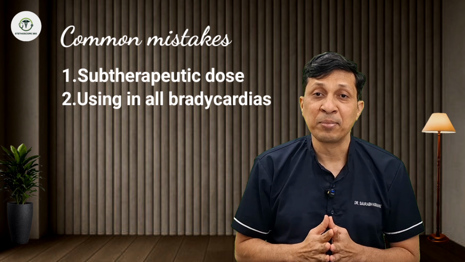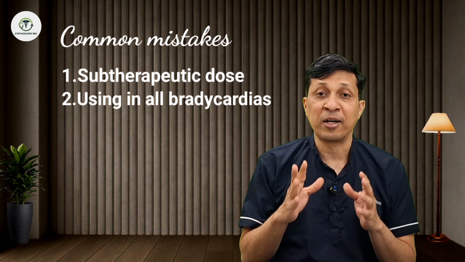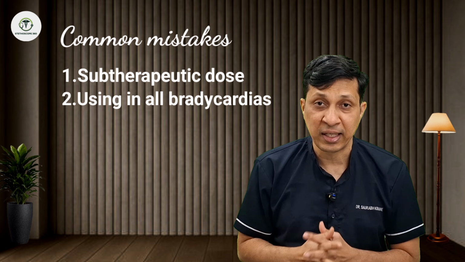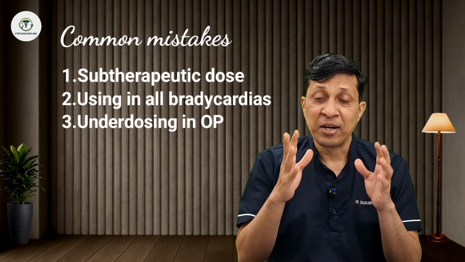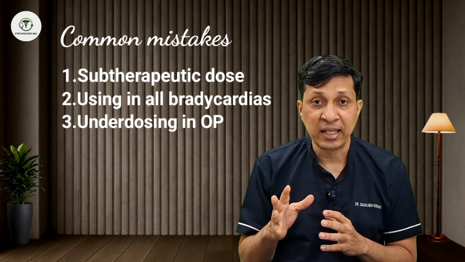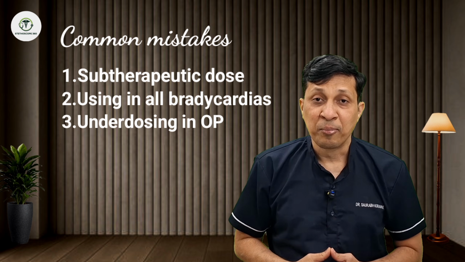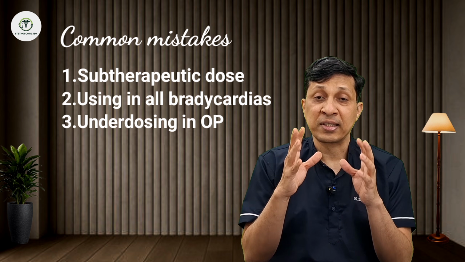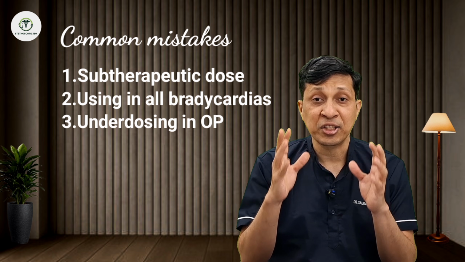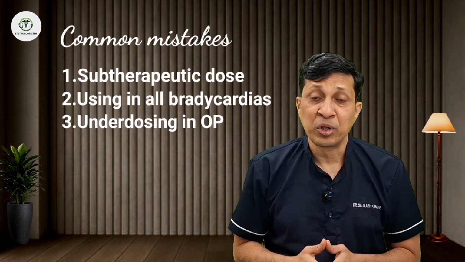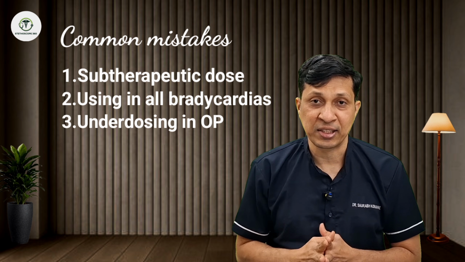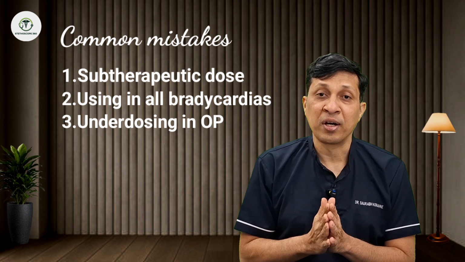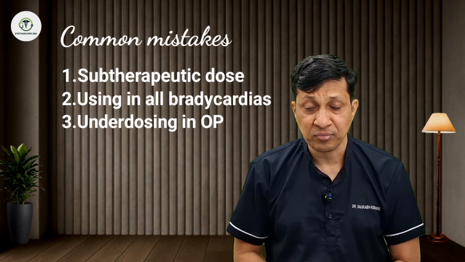Third important clinical mistake one can make is during treatment of organophosphorus poisoning, and that is underdosing of atropine. One can fear atropine toxicity and give a less dose. But friends, organophosphorus treatment requires a large amount of atropine. So you have to give atropine here till there is adequate atropinization, and don't worry or fear about atropine toxicity.